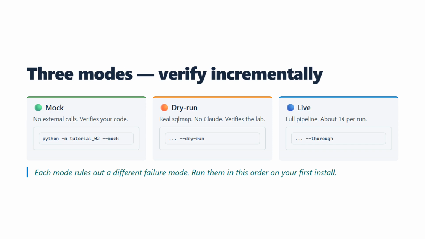Also free. Live, no flag: the real thing. sqlmap runs, Claude reads, report comes back. About a cent or 2 per run. Run them in this order on your first install. Each one rules out a different failure mode.